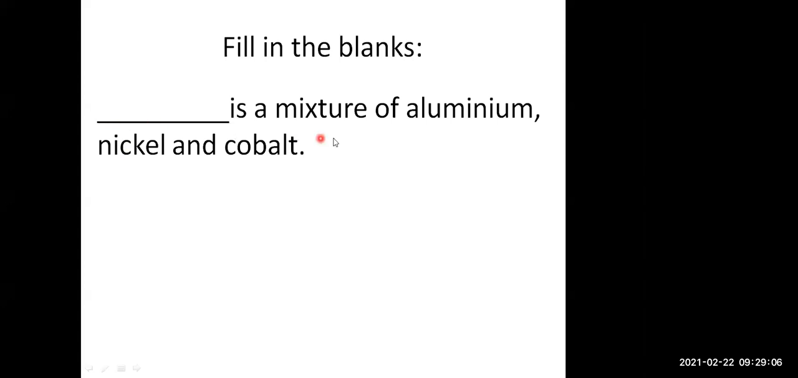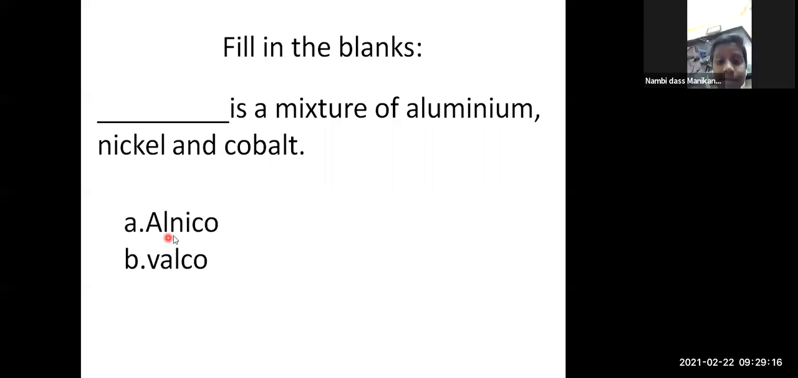Question: Dash is a mixture of aluminium, nickel and cobalt. See the elements: aluminium, nickel and cobalt. The options are, magnet, I'm giving you all the options also: Alnico or a Walco. So which is a mixture of aluminium, nickel and cobalt? Is it Alnico or a Walco?